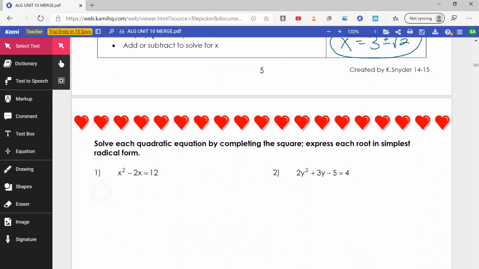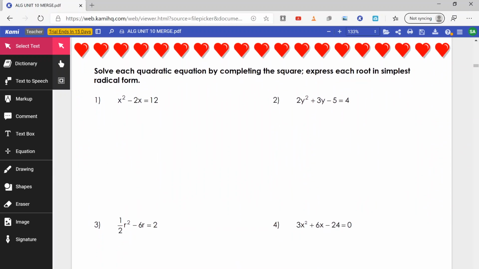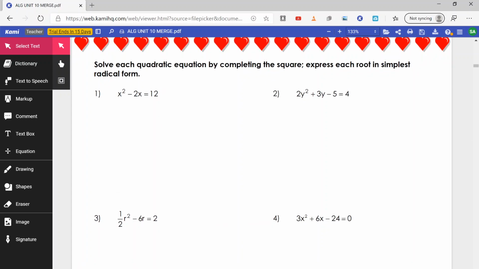So here, let's take a look at some more problems. We must use completing the square, expressing each root in the simplest form. So x squared minus 2x equals 12. First things first, we have to make sure that it's just x squared, which it is. So we're good with that. Second thing is once we have x's on one side, number on the other, we have to take that middle term, divide by 2, and square it. So here we're in the correct format. We've got x's on one side, number on the other side of the equal sign.